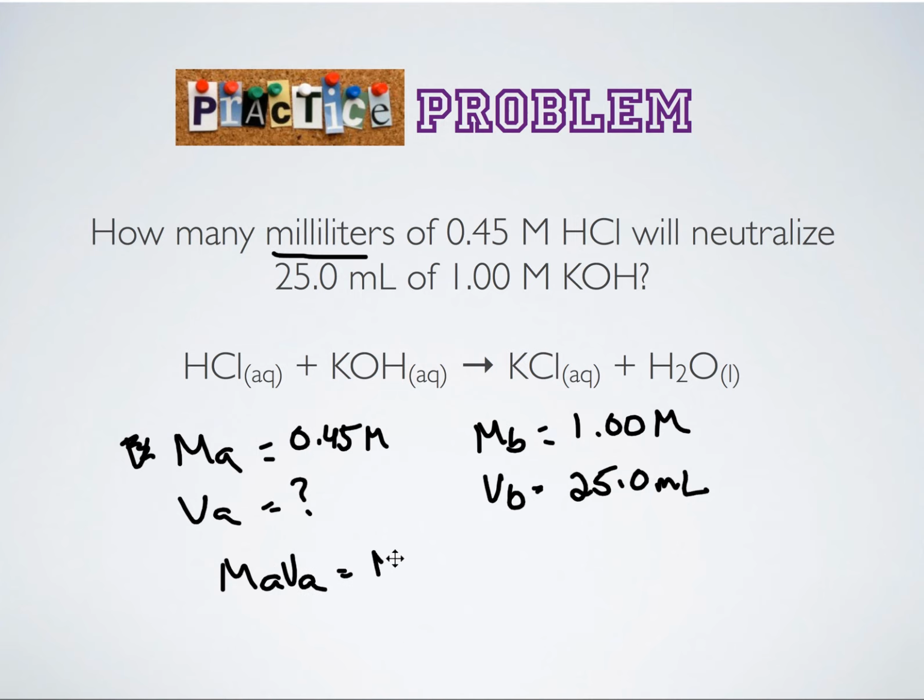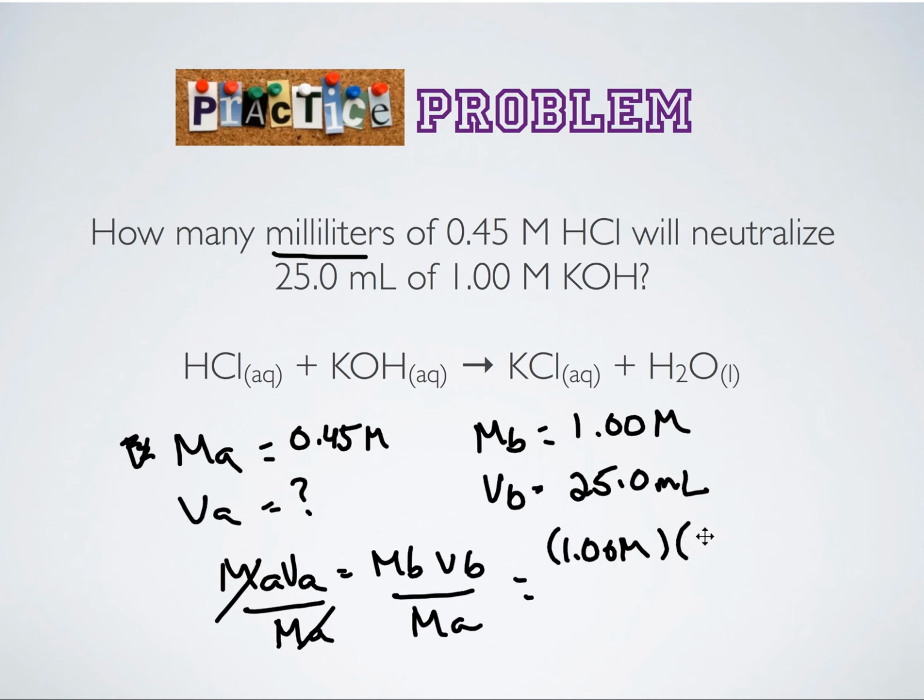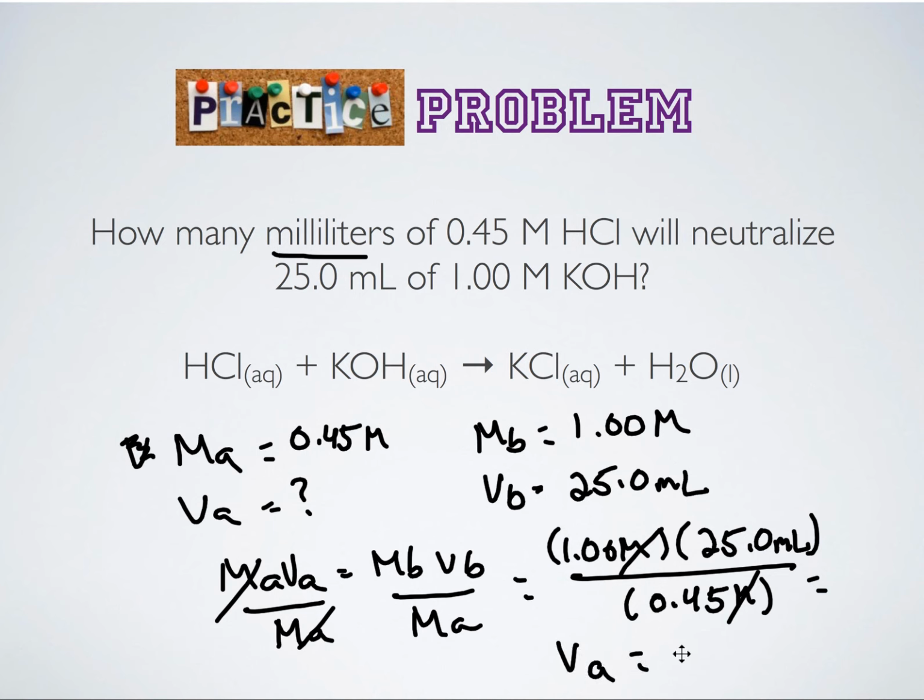I write out my equation and I move my variables around so I can get Va by itself. So I divide both sides by Ma, and that cancels out. When I plug in the Mb, I have 1.00 molarity and 25.0 milliliters. I'm dividing by 0.45 molar. The molarity cancels out here. I'm left with just milliliters, which makes sense. I'm looking for a volume, Va. When I multiply all this across and round for two significant figures from the 0.45, that comes out to 56 milliliters. That would be your final answer.